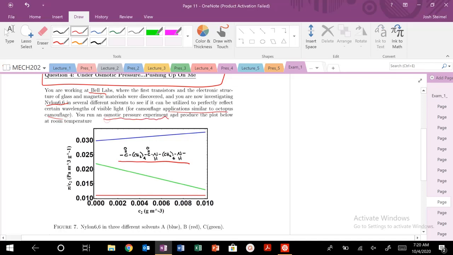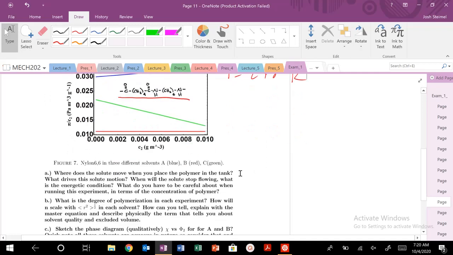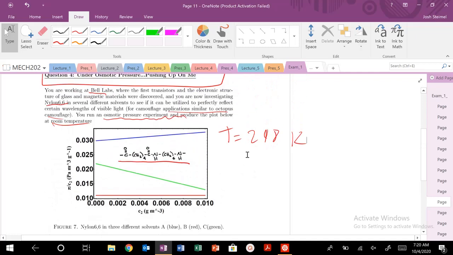So we're running an osmotic pressure experiment. We choose the plot below at room temperature. So here, temperature equals 298 K. So let's see what we're working with here. We have a plot of reduced concentration here.